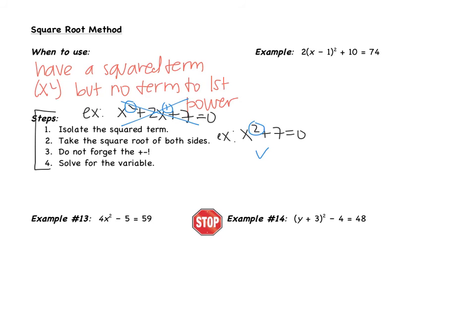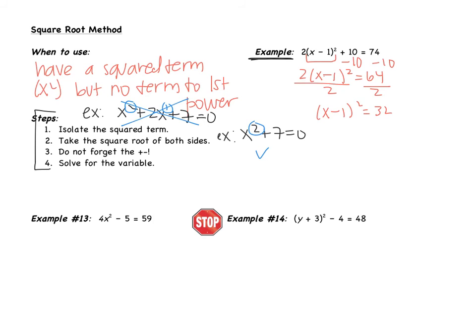Here are your steps. The first thing is you want to isolate the squared term. So if we look at this example to the right over here, I'm going to be using the square root method because I have a squared term, and then I don't have another term with an x. So my first step is to get that squared part alone. So I'm going to subtract 10. So I get 2 times x minus 1 squared equals 64. Dividing by 2, I get x minus 1 squared equals 32.